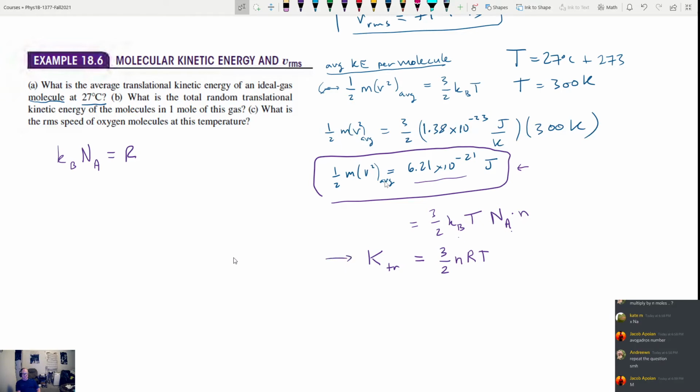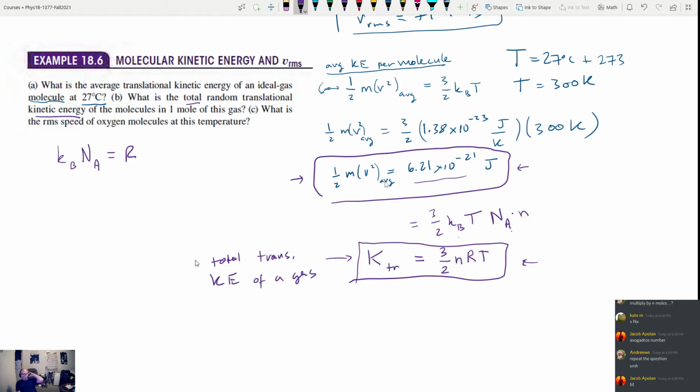So this is the total translational kinetic energy of a gas, this quantity right here. So when they ask you to calculate what is the total kinetic energy, you're going to use this equation here, okay? If you want the kinetic energy per molecule, use that one. Okay? So let's do it.